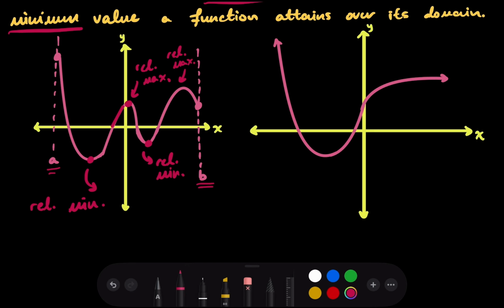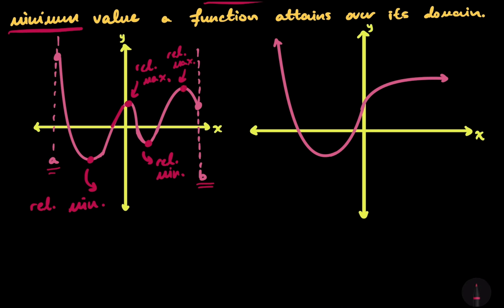Let me mark this point again. Essentially, what we're going to do is see which of these relative extrema are the global extrema, if we have any global extrema points here. Let's think about this. If we think first about the global minimum, what is the least minimum value that our function attains over its domain?